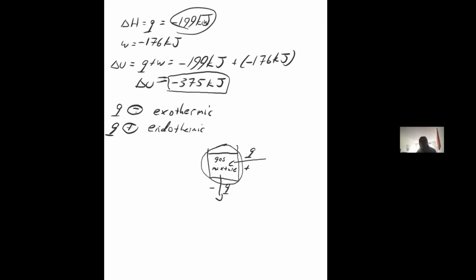We do the same thing with work. The reason compressing a gas, so if you do compression, is positive work is because when you do work on a gas, you're transferring energy into it. The gas has more energy at the end than it does at the beginning, and so that's why it's positive. And that's why expansion is the opposite.